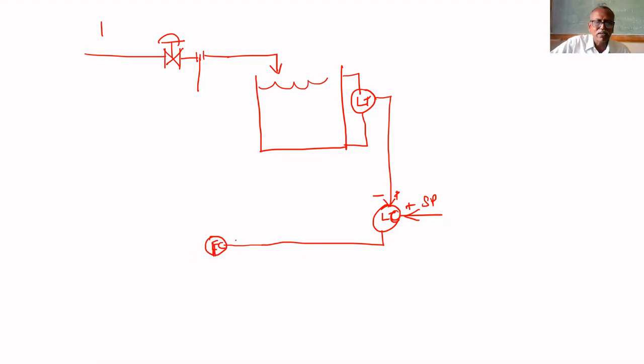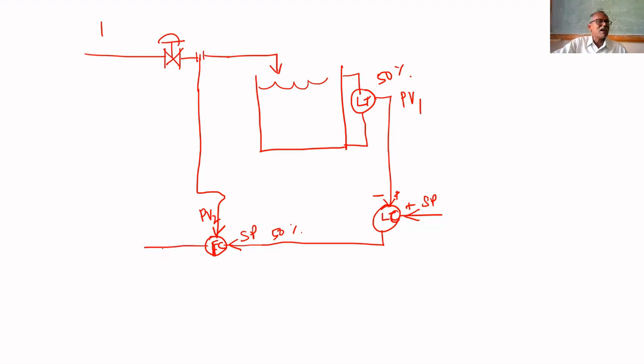Another flow controller I am putting. It says level is 50%, required flow rate is 50%. That is given as set point to the flow controller. Actual flow rate is measured here and compared with that. If the level is 50%, flow rate must be 50%. This is cross variable 1, the primary variable. Flow rate is measured here, and if any deviation happens, it will adjust the valve.